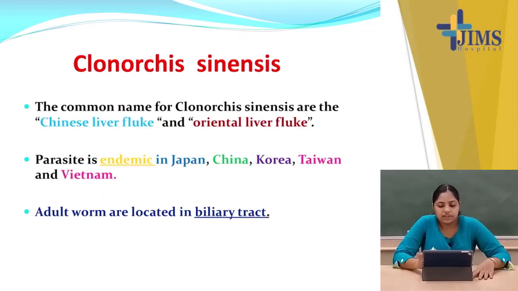So coming to the other worm, that is Clonorchis sinensis. This is again important among the liver flukes. The common names for Clonorchis sinensis are Chinese liver fluke and Oriental liver fluke. This parasite is endemic in Japan, China, Korea and Taiwan. The adult worm is mainly located in the biliary tract.